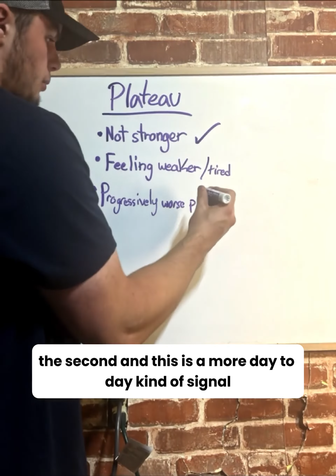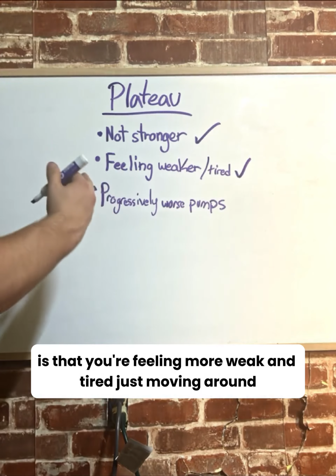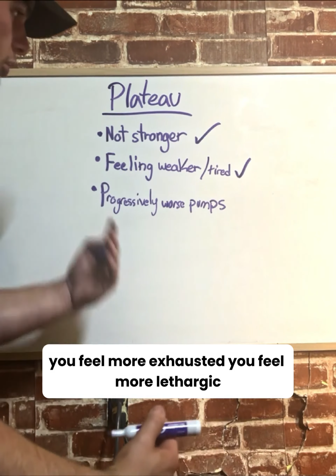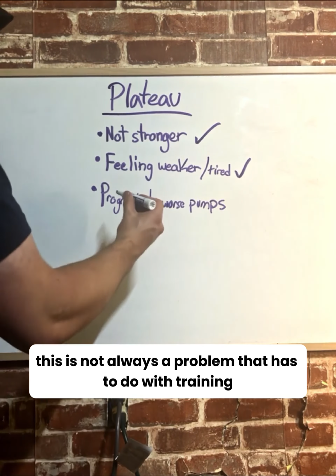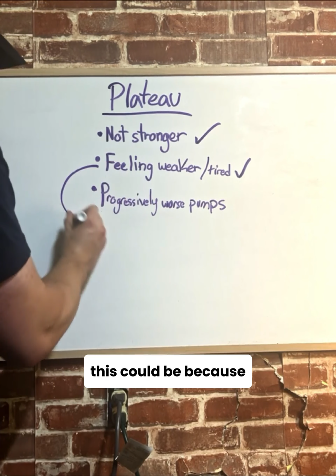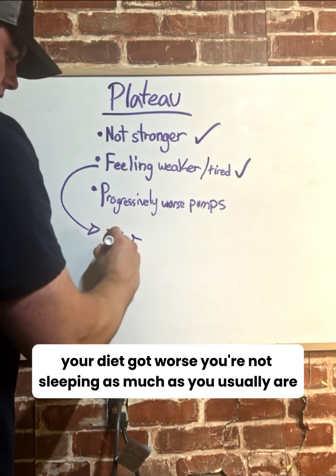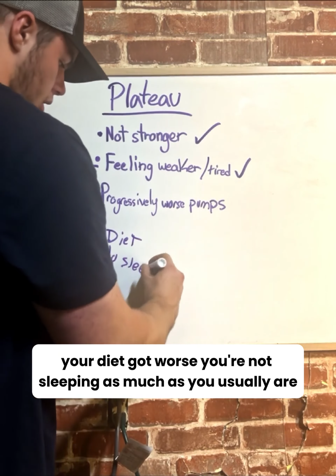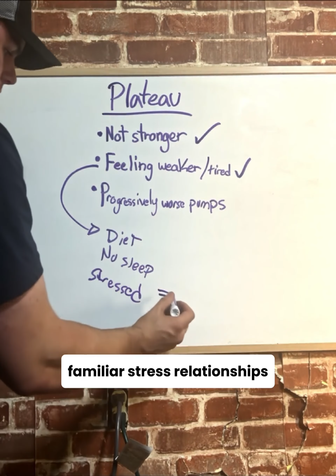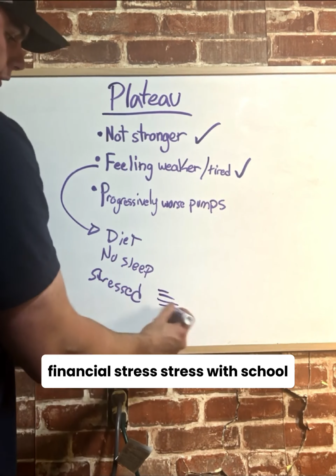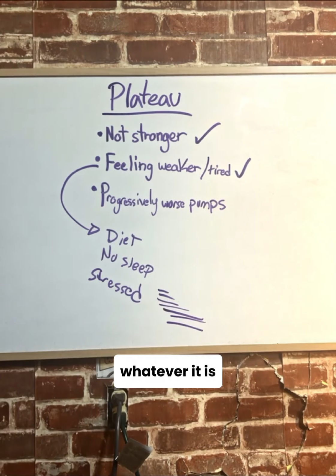The second, and this is a more day-to-day kind of signal, is that you're feeling more weak and tired. Just moping around, you feel more exhausted, you feel more lethargic, you feel lazier, you lose focus a little bit earlier. This is not always a problem that has to do with training. This could be because your diet got worse. You're not sleeping as much as you usually are. You're more stressed out from other things that are happening in your life. This could be business stress, familial stress, relationships, financial stress, stress with school, stress with your job, stress with your dog, whatever it is.